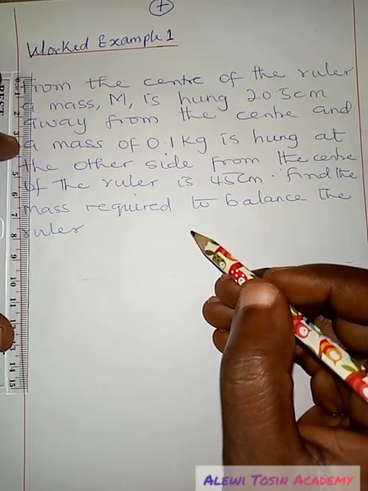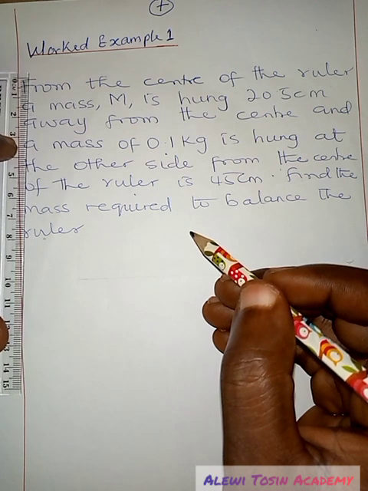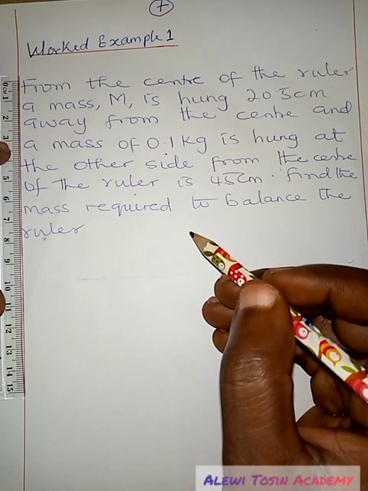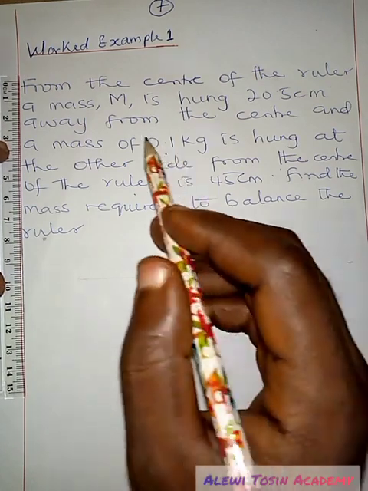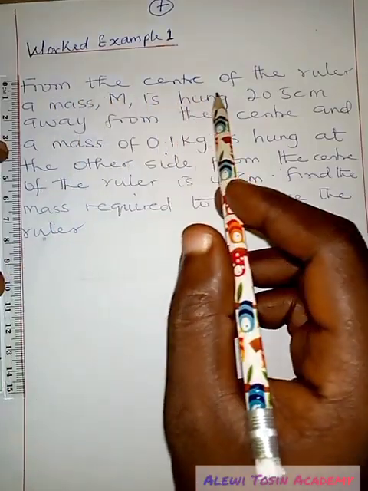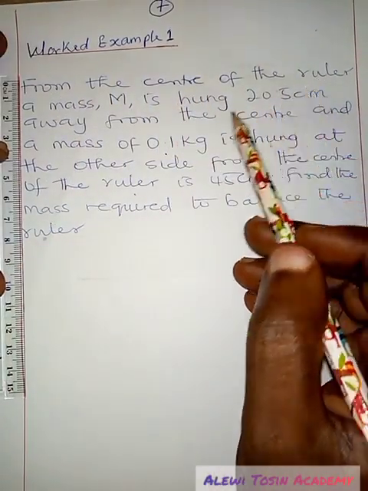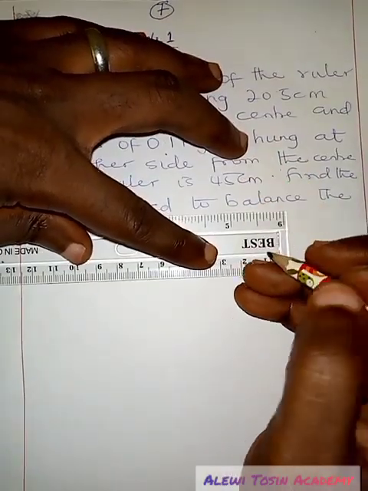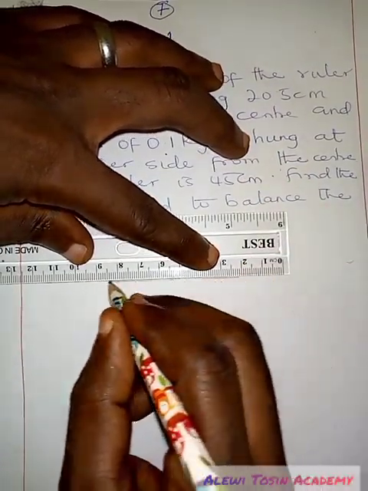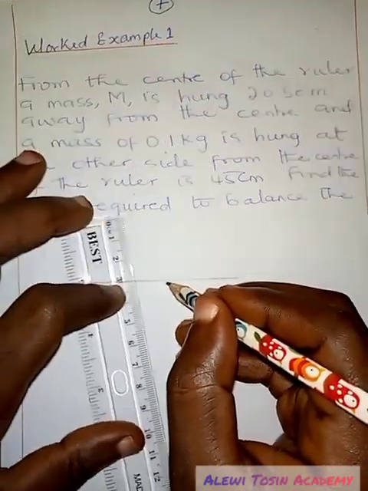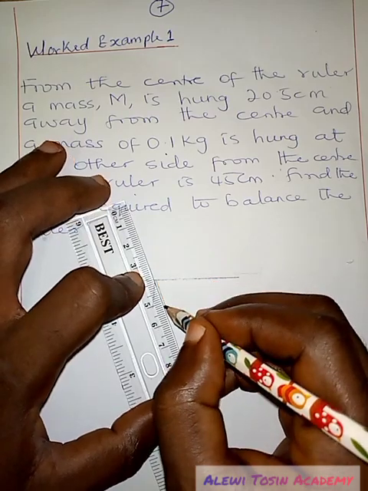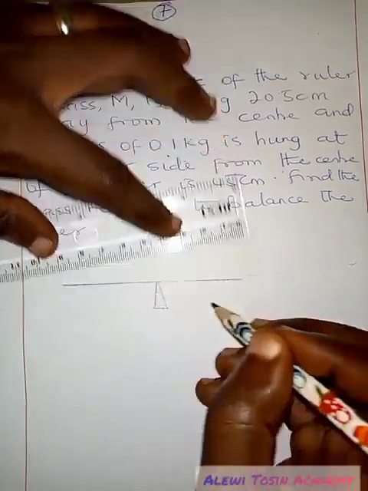Now, this is part 7 of this great topic we've been taking, equilibrium of forces. Let's take a worked example on this. The example goes thus: from the center of a ruler, let's have this as a ruler. This is the center. In the center, let's have our fulcrum placed at the center.